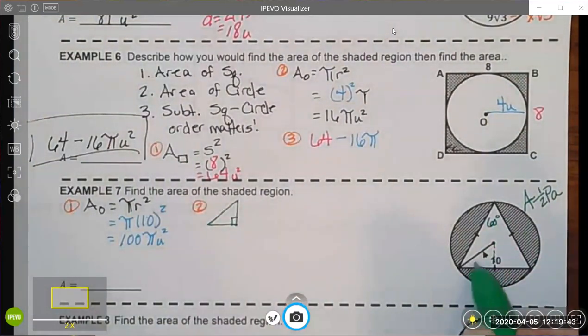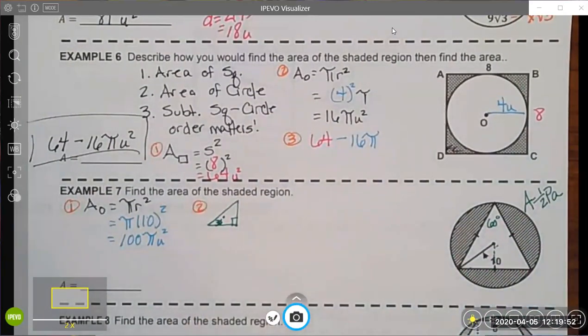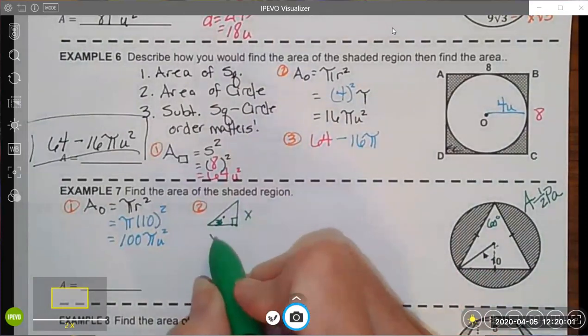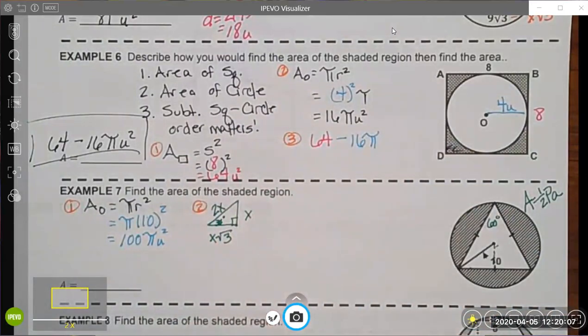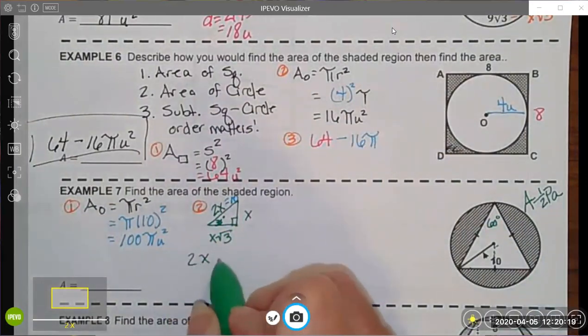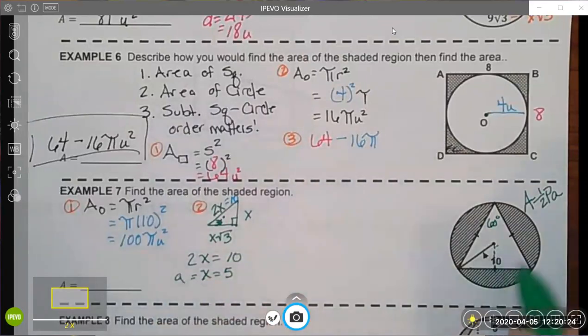I know that this is a 30, 60, 90 because equilateral angles are equal, and my radius splits this triangle angle into 2 equal pieces. The relationships on my 30, 60, 90 are x, x square root 3, and 2x. And when I label this picture with my given information, my radius being 10, then I can solve to find the apothem. If 2x is equal to 10, x is equal to 5, and I remember that that is my apothem.